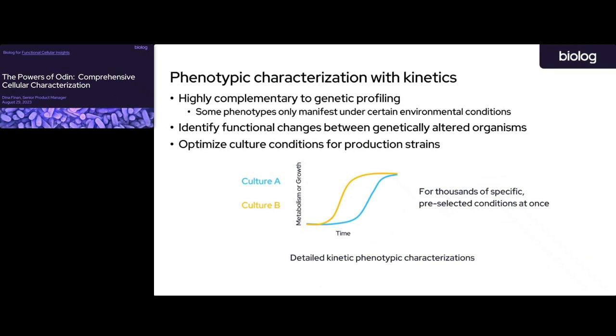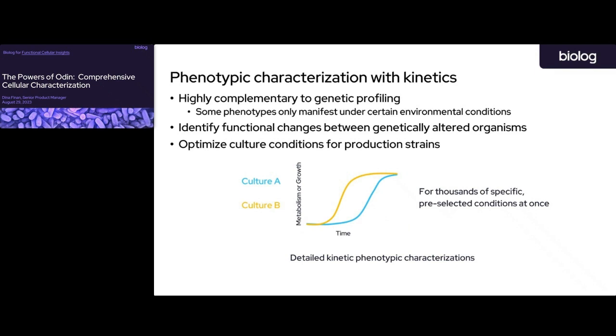As I mentioned, this phenotypic characterization is very complementary and different to genetic profiling. This really helps you assess the fitness or the robustness of a strain or an organism. For each one of the thousands of conditions on the previous slide, Odin automatically generates these kinetic curves and allows you to compare them. So it's really quick to see, for example, which conditions show the same behavior for 2 different cell types, because the curves would overlay right on top of each other.